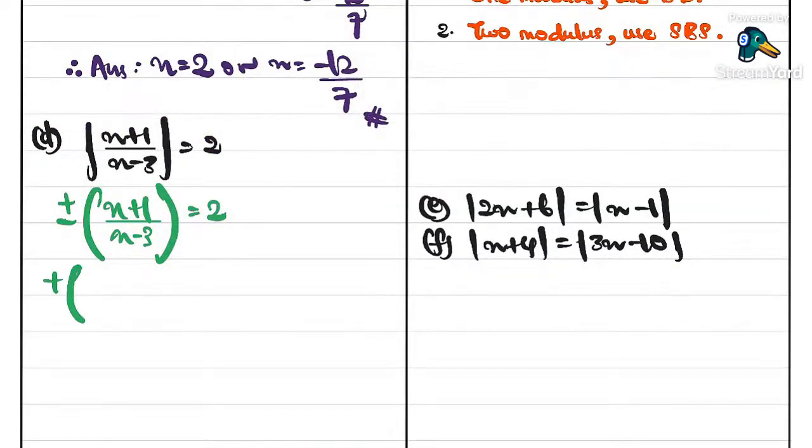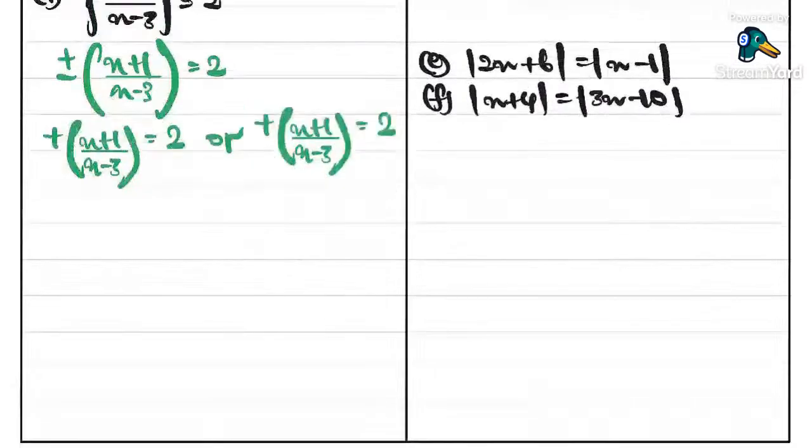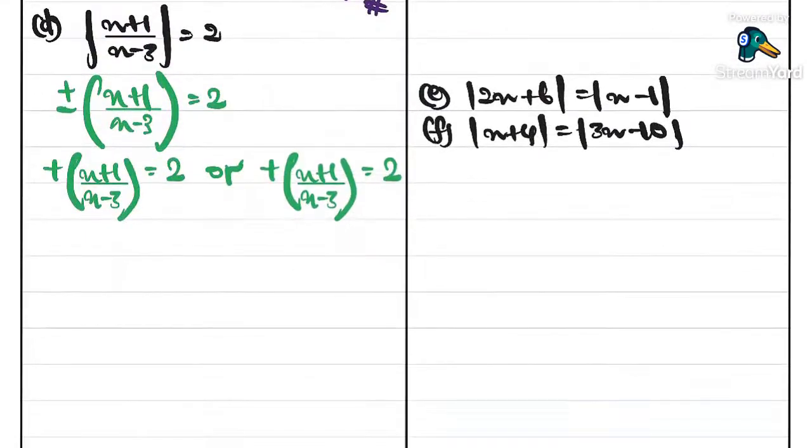So it will become a positive. You will have two statements, right? You will have two different equation. One is x plus 1 divided by x minus 3 equals to 2. Or another one, I would like to just duplicate this one slowly. Okay. And I change this into a negative sign instead. Okay, so we have two statements here, the same. Please make sure you write down the word or there. It's very important.